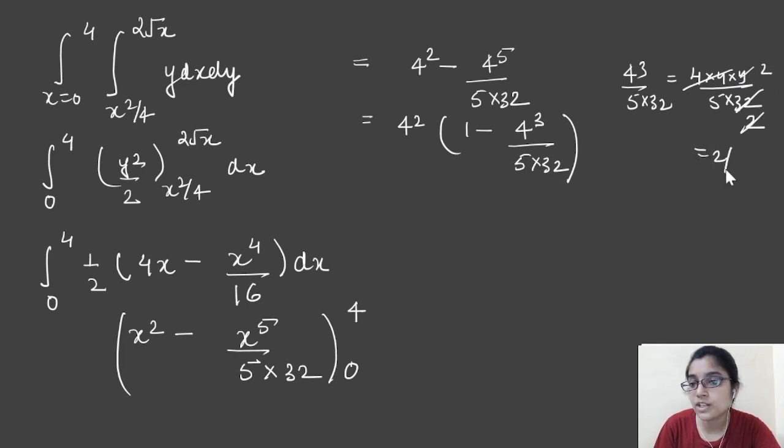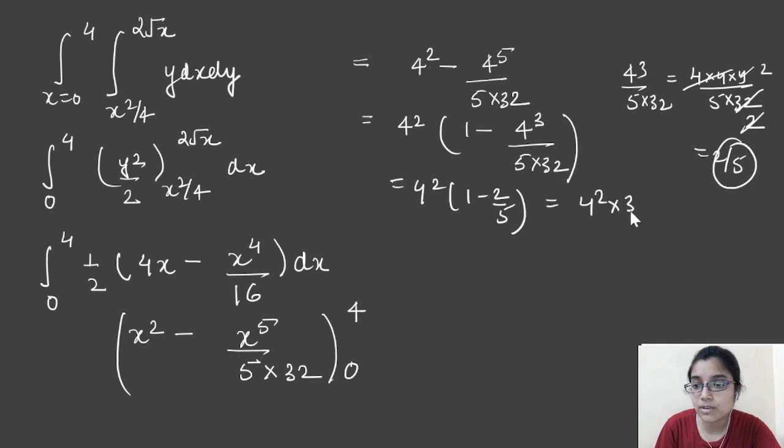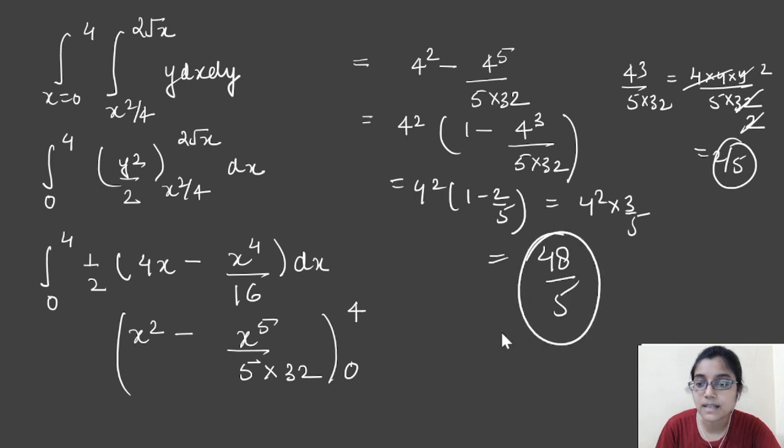So the overall expression we got is 2 by 5. So this is your 4 square, then 1 minus 2 by 5. So it is going to be what? 4 square into 3 by 5. So 48 by 5. This is the answer that we are getting.